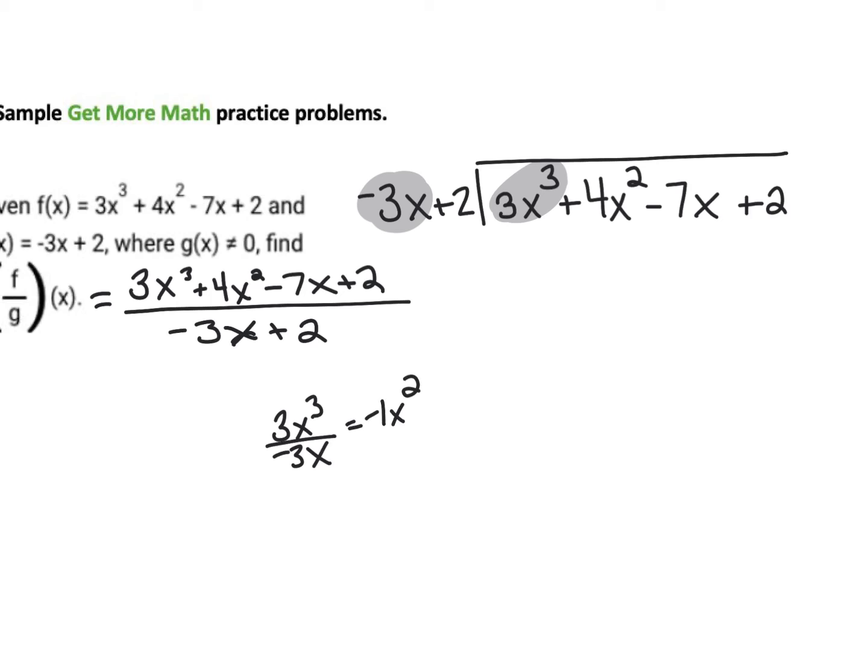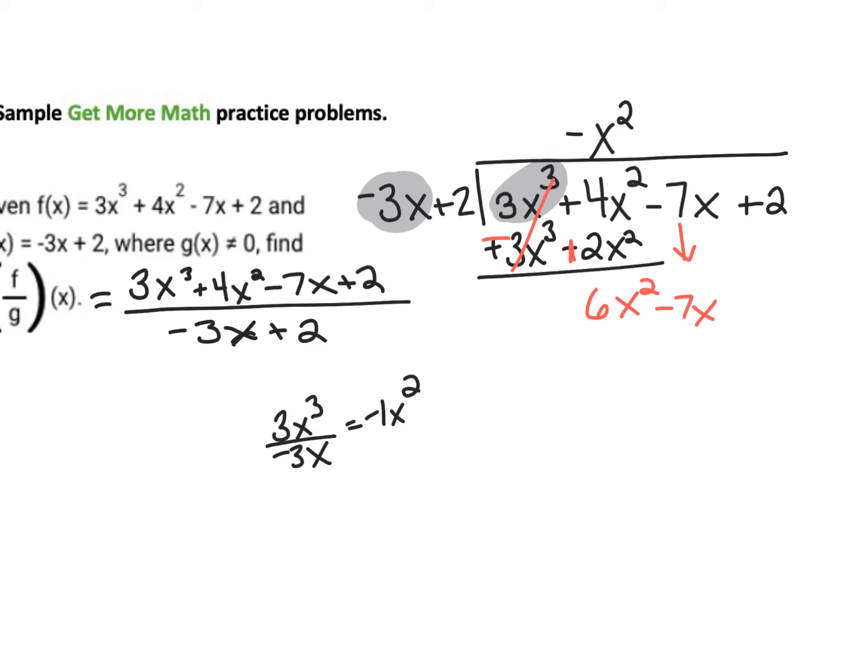Negative 1x squared. So I'm going to put negative x squared above the other x squared. And now I'm distributing. So that is negative x squared times this binomial would produce positive 3x cubed minus 2x squared. Okay, what do we do? We subtract. So when I subtract, I change my signs and I actually add. So we eliminated, and this would be 6x squared. I bring down minus 7x, and now I repeat the process.